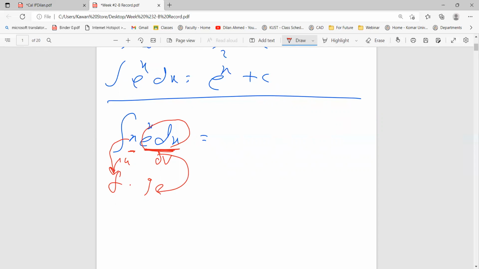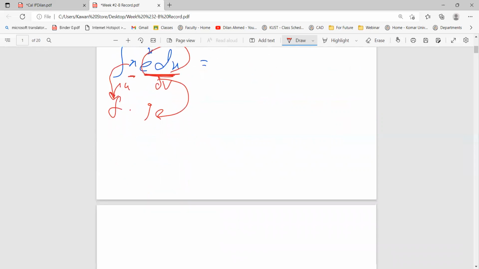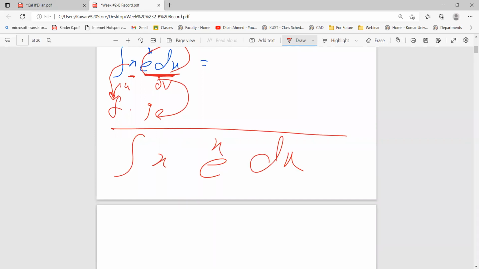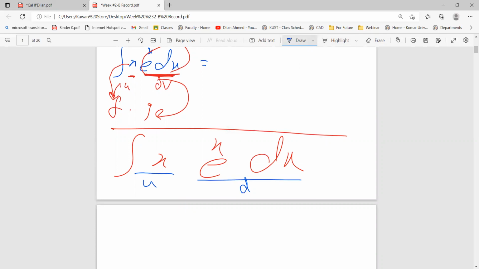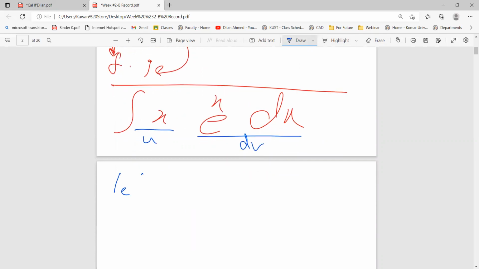Understood? So this is the first thing that we should do. We should separate them, recognize them. Later I'll give you a clue about how to recognize them. Don't worry. So again, we have x e to the power x dx. Now I say let u be x and dv be e to the power x dx. This is the first step of the solution, to recognize them and let them.